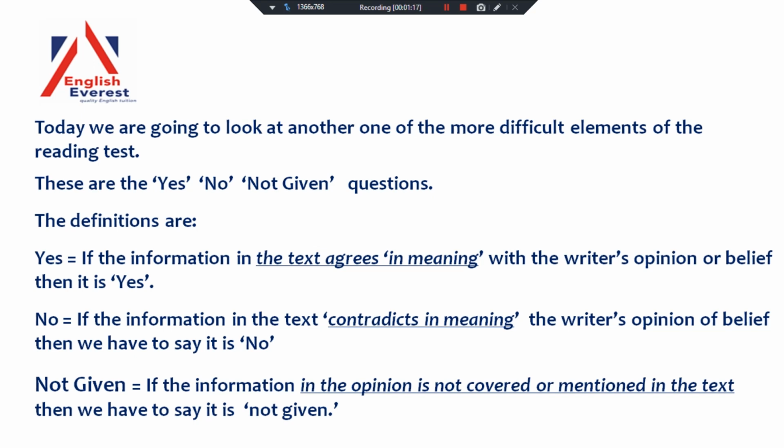So the way we define it is: answer yes if the information in the text agrees in meaning with the writer's opinion or belief. We answer no if it contradicts in meaning or is the opposite in meaning to the writer's opinion or belief. Then it's not given if the opinion is not covered or mentioned in the text. And remember, we can only go by what is in the text, not what we know. And I'll point this out later.